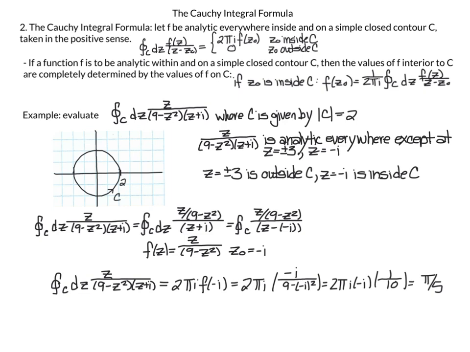Oh wait, I did this wrong. The minus i squared, so the minus 1 squared gives us a positive 1, but i squared gives us a minus 1, so this becomes 9 minus minus 1, or 9 plus 1, so we get a 10 on bottom, which is how I got pi over 5 for my final answer.